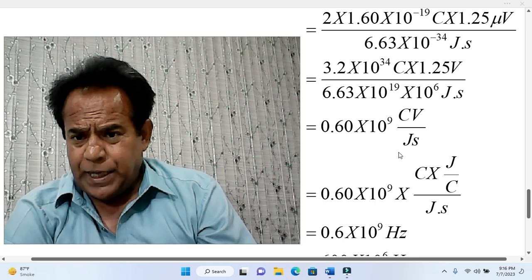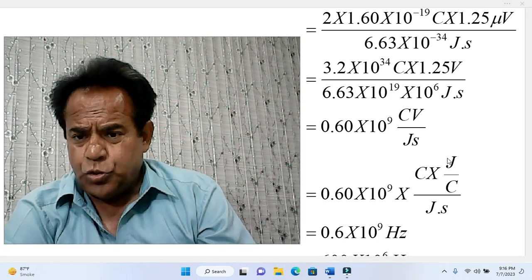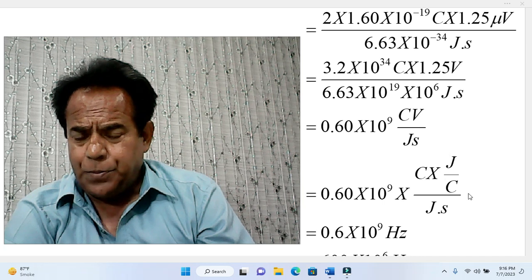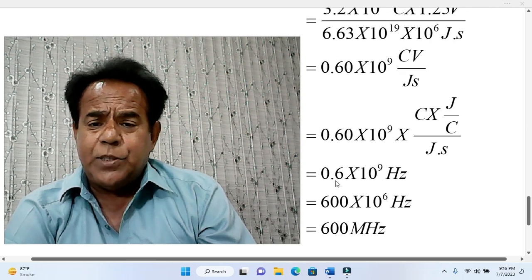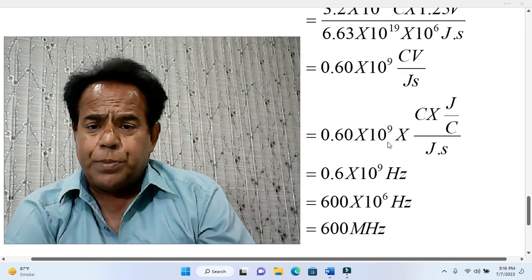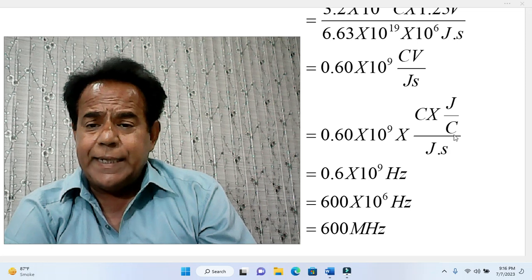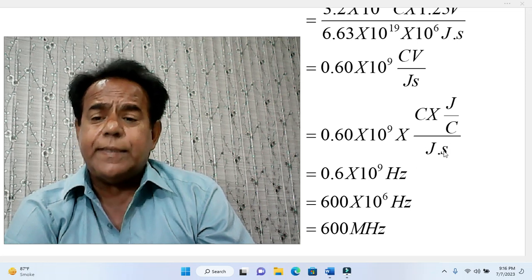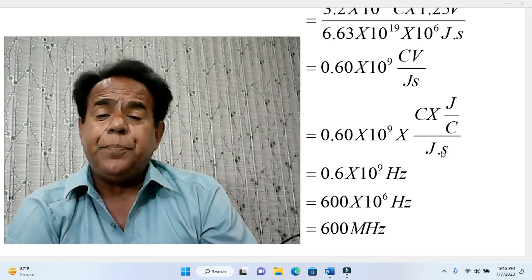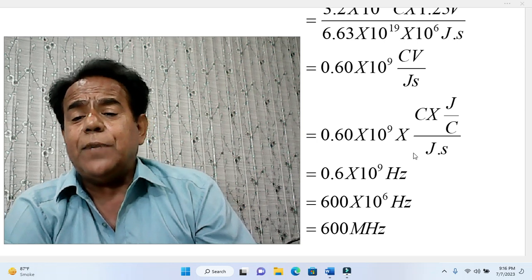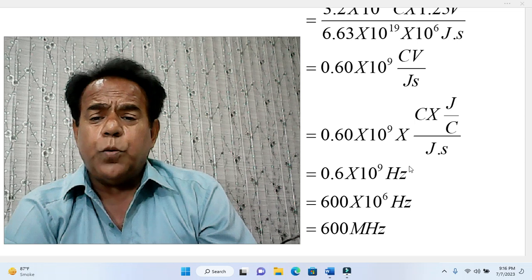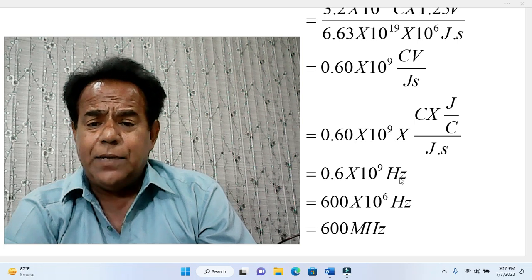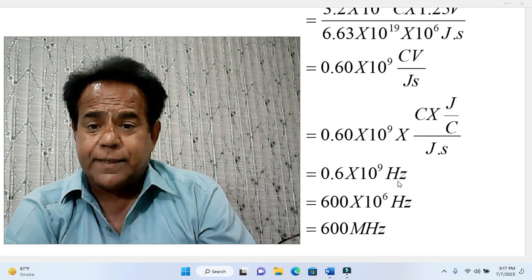And we know that volt is equal to joule per coulomb. Here coulomb will be cancelled with coulomb and joule will be cancelled with joule, and hence our result will become 0.6 into 10 raised to the power 9 second inverse. Because second is appearing in the denominator, and we know that second inverse is called hertz. So in place of second inverse we write Hz, hertz.